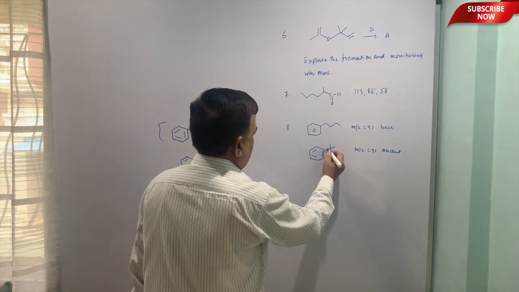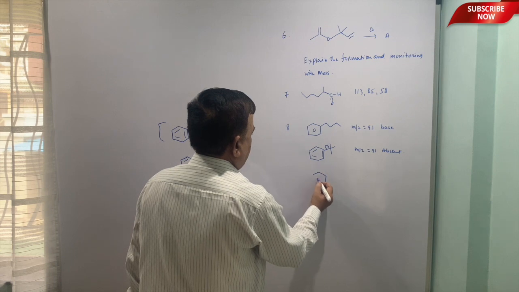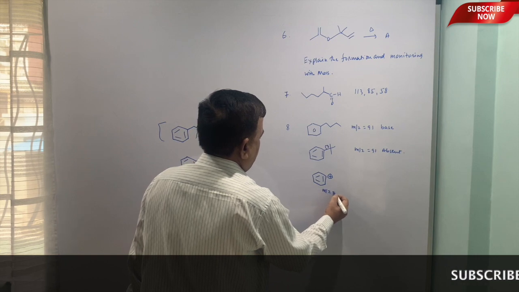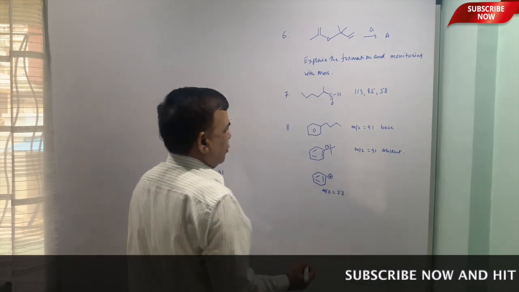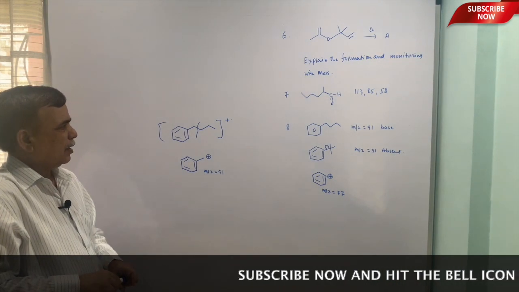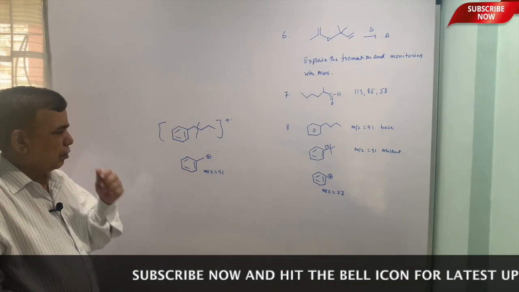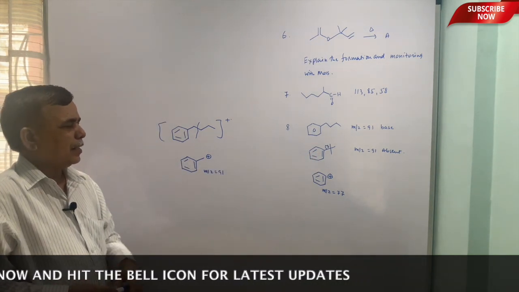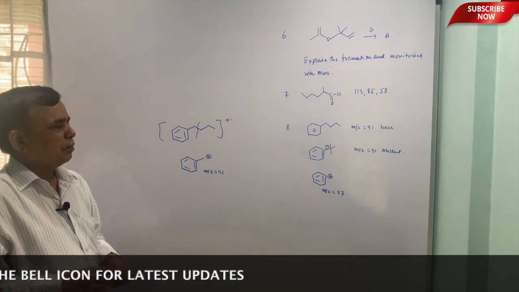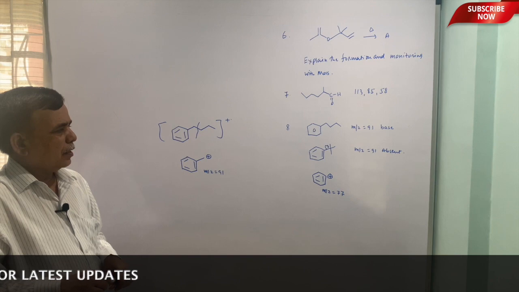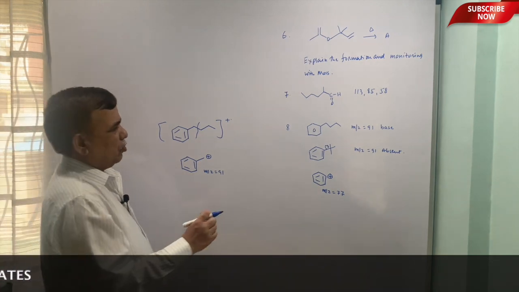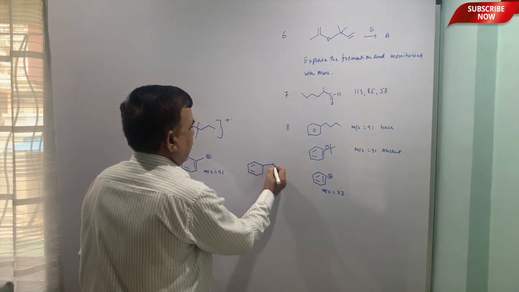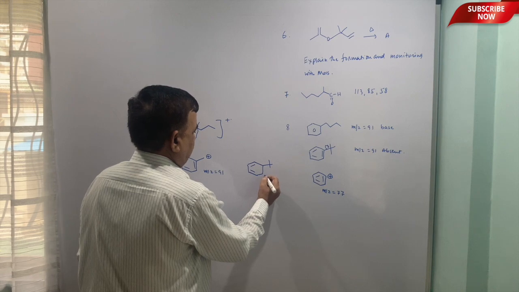On the contrary, in this case it will be, if I break it heterolytically, this will give the phenyl cation m by z is equal to 77. 91 is not possible because there is no such bond. The cleavage of the side chain is very easy in this case, where tertiary butyl group goes out very easily, and you can show it this way also, like I can show tertiary butyl group here, a positive charge here.